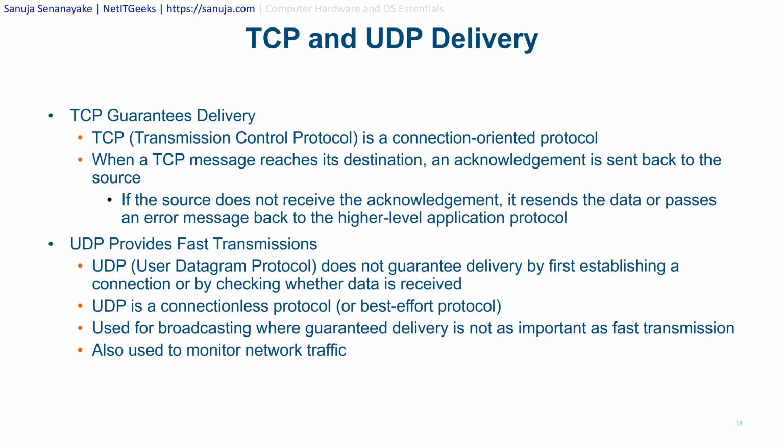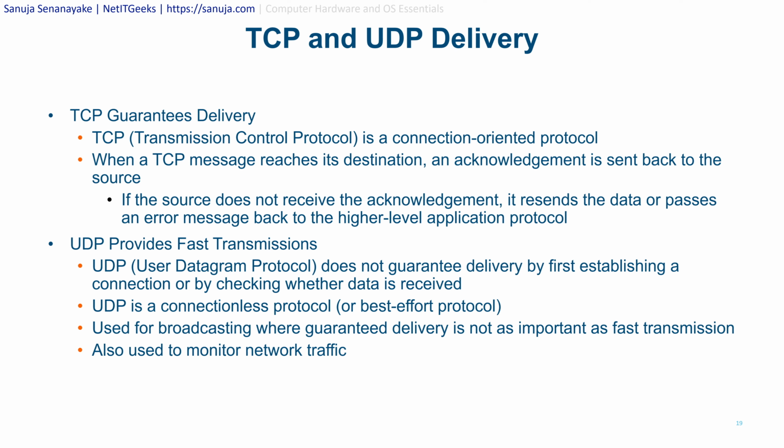It is a method to make sure that delivery of a message is done between two network connected devices or multiple network connected devices. UDP, on the other hand, provides fast transmission. UDP stands for User Datagram Protocol, and it does not guarantee delivery by first establishing a connection or by checking whether the data is received. UDP is a connectionless protocol. That means it is a best effort protocol. It is doing its best to deliver the data, but there is no guarantee of delivery.